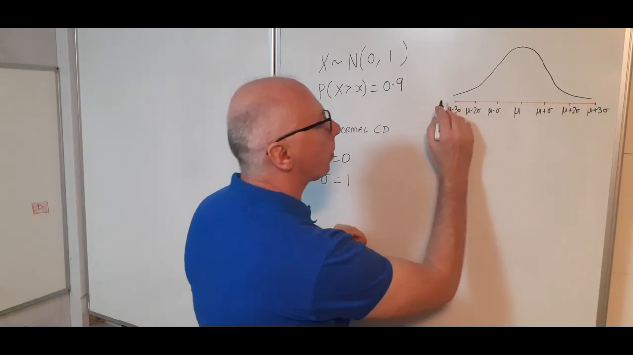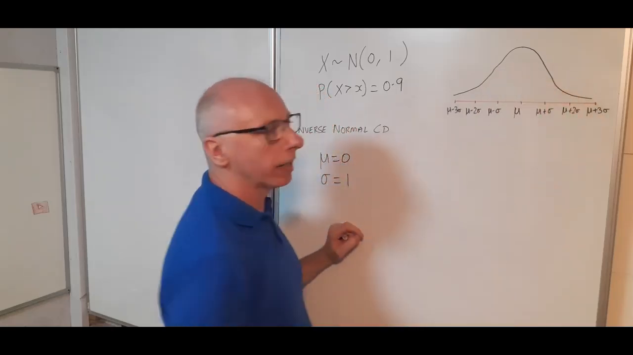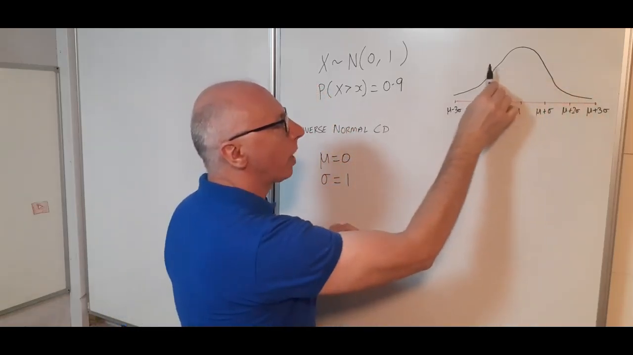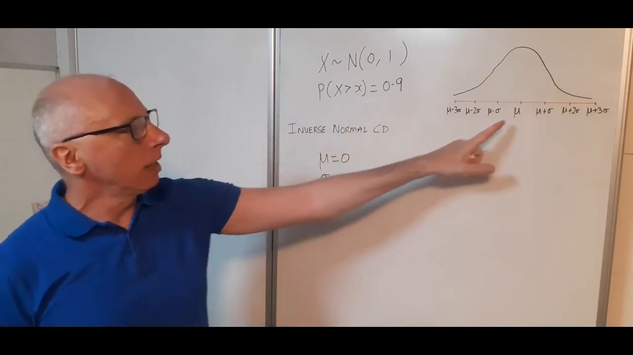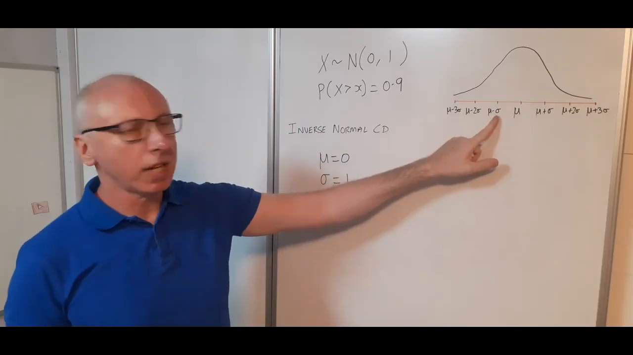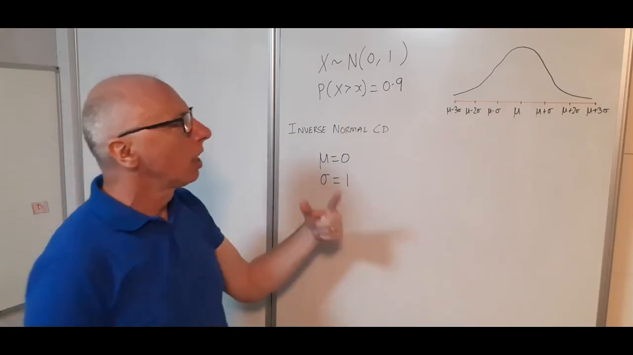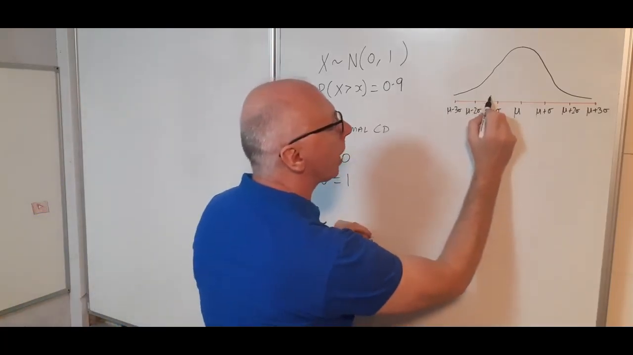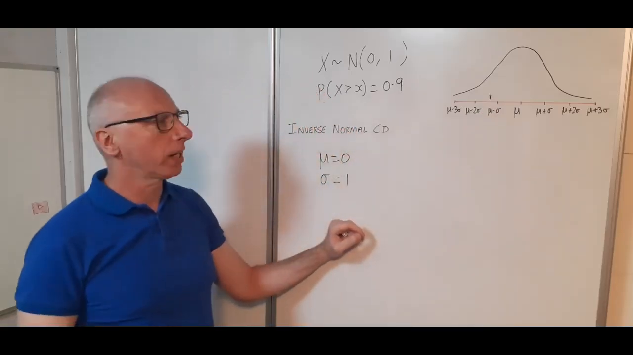So basically we need to go this way and have the total area 0.9. So it will start somewhere here and then be 0.9. Now we know the mean is 50 and one standard deviation across is another 34% by the empirical rule. So we know it will be somewhere here. So somewhere between -2 and -1 standard deviations.